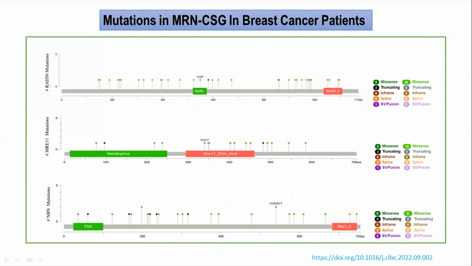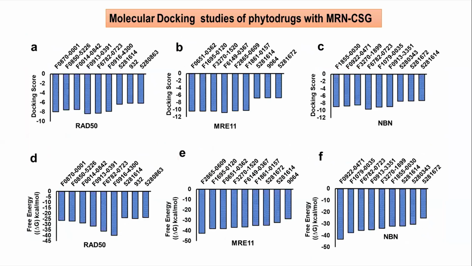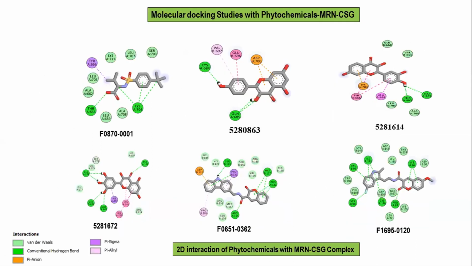Again, MRN is a complex which has RAD50, MRE11, as well as NBN. Identifying this has given an understanding of what kind of drugs can efficiently bind to it. And after looking into a series of phytochemical compounds, we have come up with a panel of compounds which can efficiently bind to all these DNA repair genes, the MRN complex, the DNA repair complex having 3 different kinds of genes, and these are the different patterns.